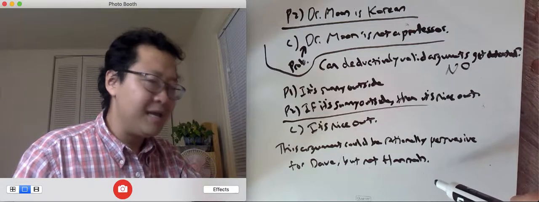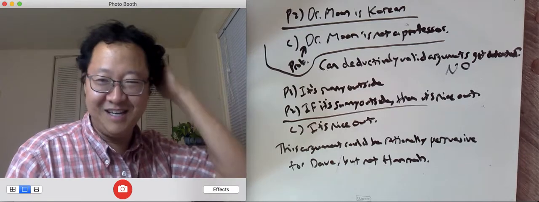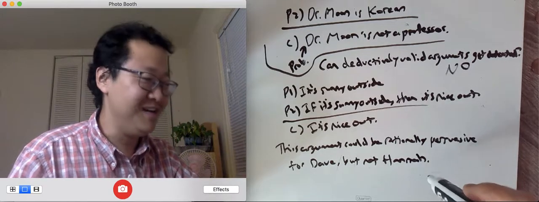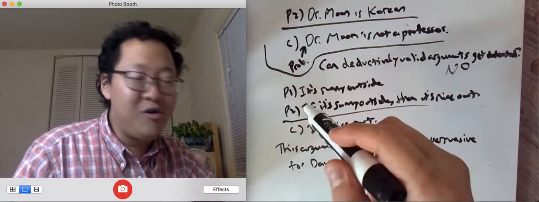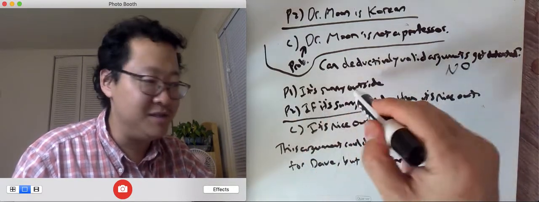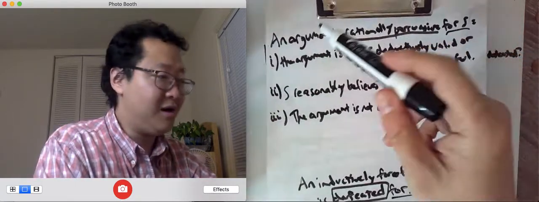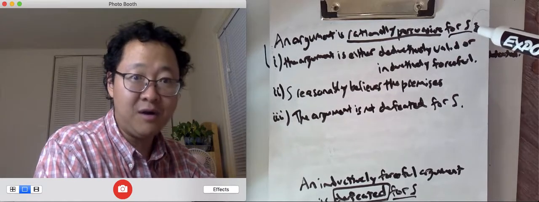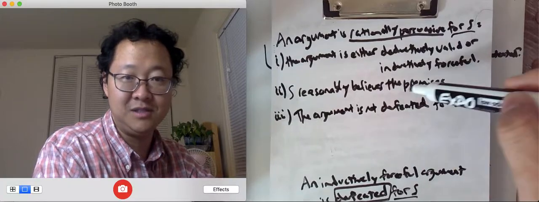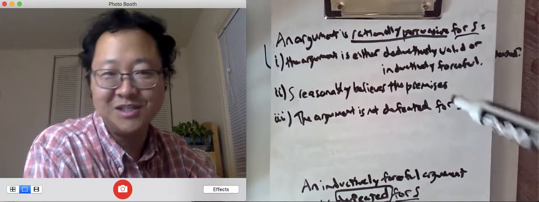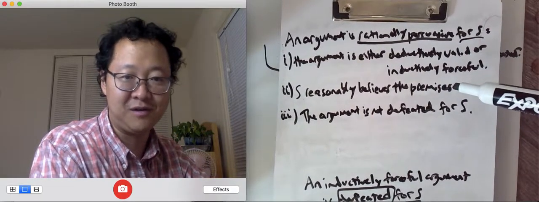Suppose Hannah has to be indoors. She might be an indoor pharmacist working in the basement, so she can't actually see outside. Then it won't be reasonable for her to believe it's sunny outside. She just can't see it. So the argument will not be rationally persuasive for her because she can't meet condition 2. She can't reasonably believe the premises, at least from where she is. She could go outside and check, and then the argument could become rationally persuasive for her.